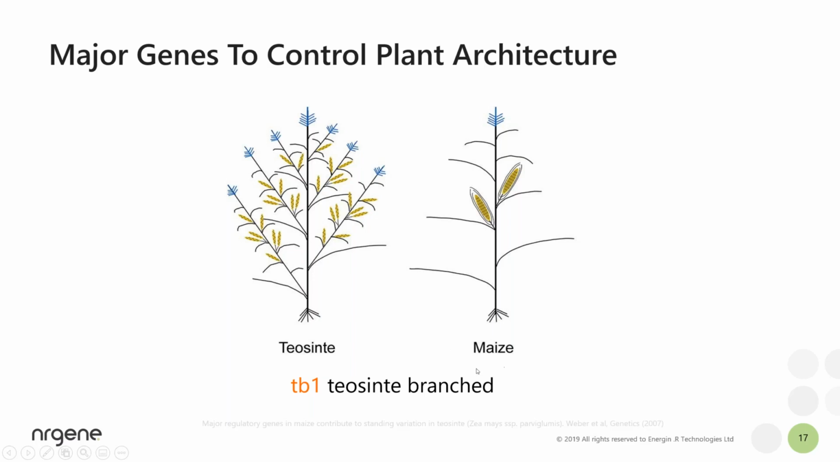maize. Only a single gene, TB1, for instance, makes the shape change from the bushy teosinte into the single stalk maize that we know from crops. And if we could find this version of the gene in cannabis, we may have good control over branching.